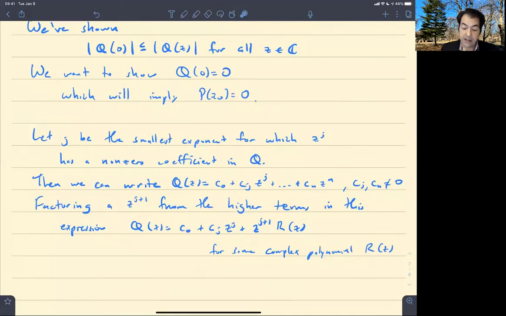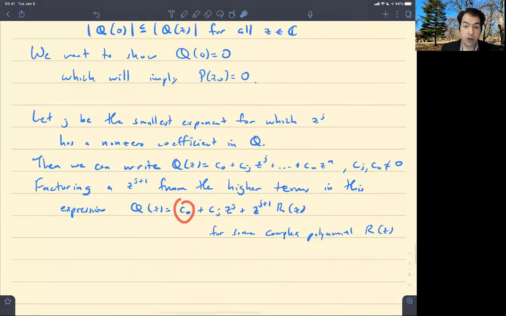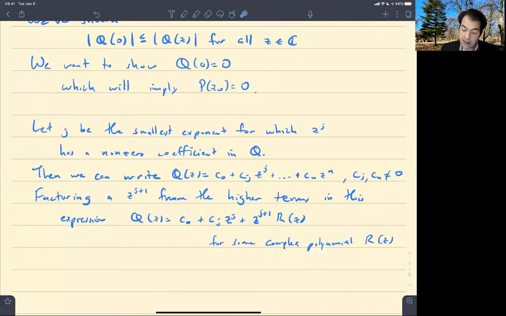So if c0 is not 0, we're going to show that we can find some point close to 0 where the modulus of q of z is smaller than the modulus of z0. And that will contradict this fact, right? I don't know what r is, so I'd have a hard time finding explicitly a point where any particular value is taken.